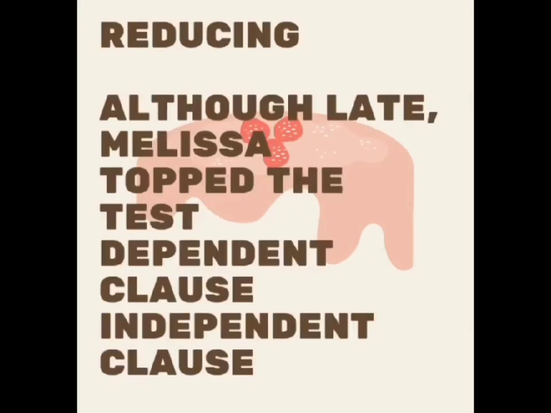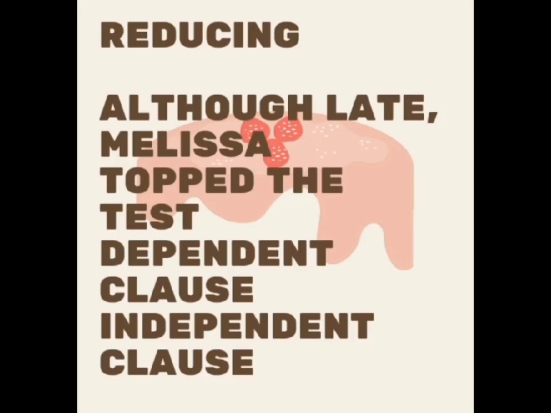Reducing. The sentence "Although late, Melissa topped the test" is an example of a complex sentence. It consists of a dependent clause, although late, and an independent clause, Melissa topped the test. The dependent clause although late provides additional information or context about Melissa's lateness. It indicates that despite being late, something else happened, which is mentioned in the independent clause.